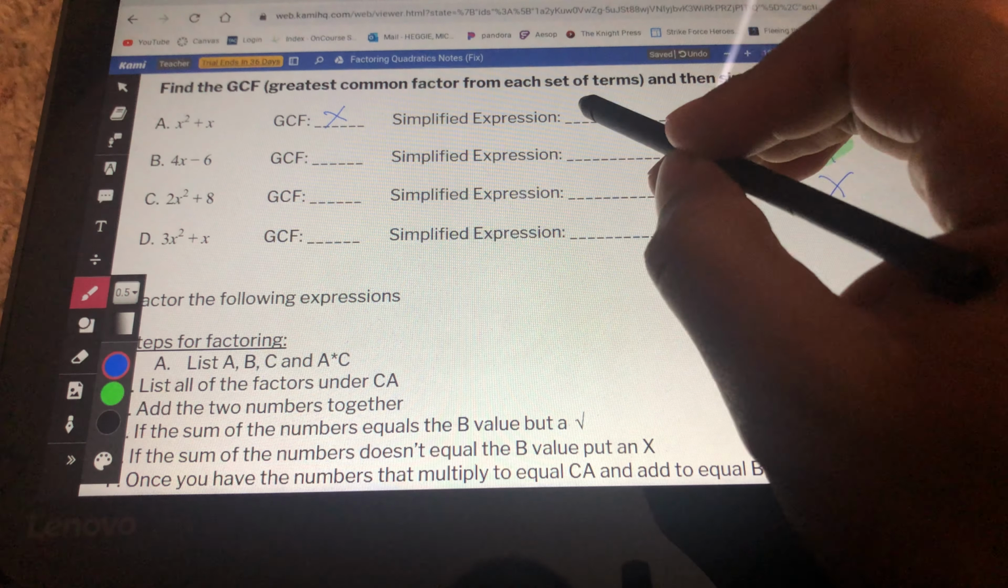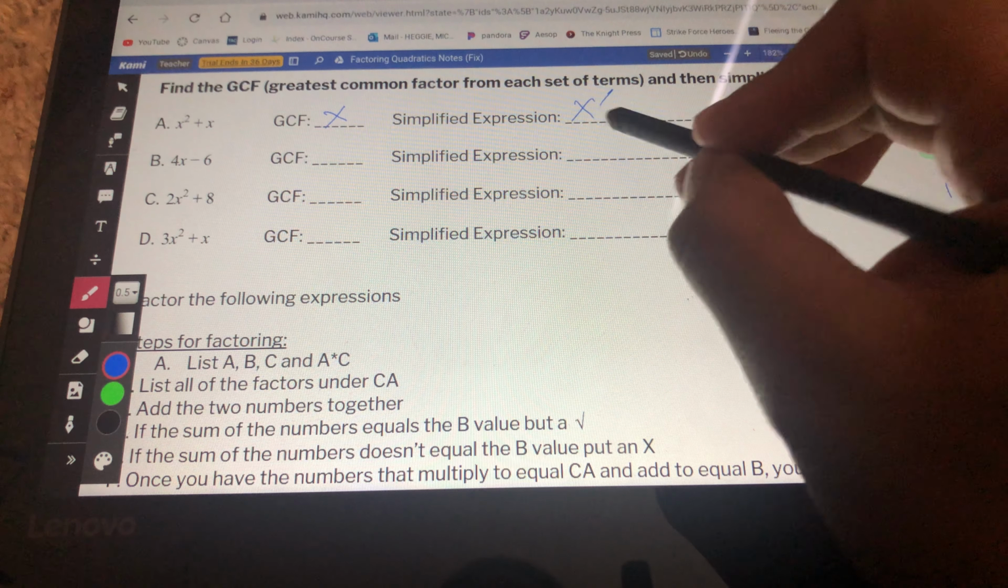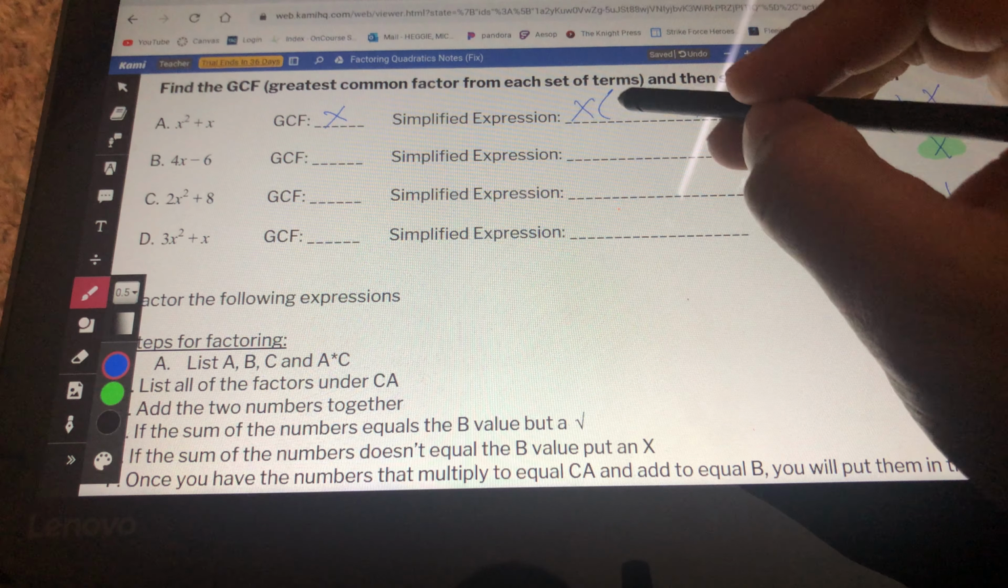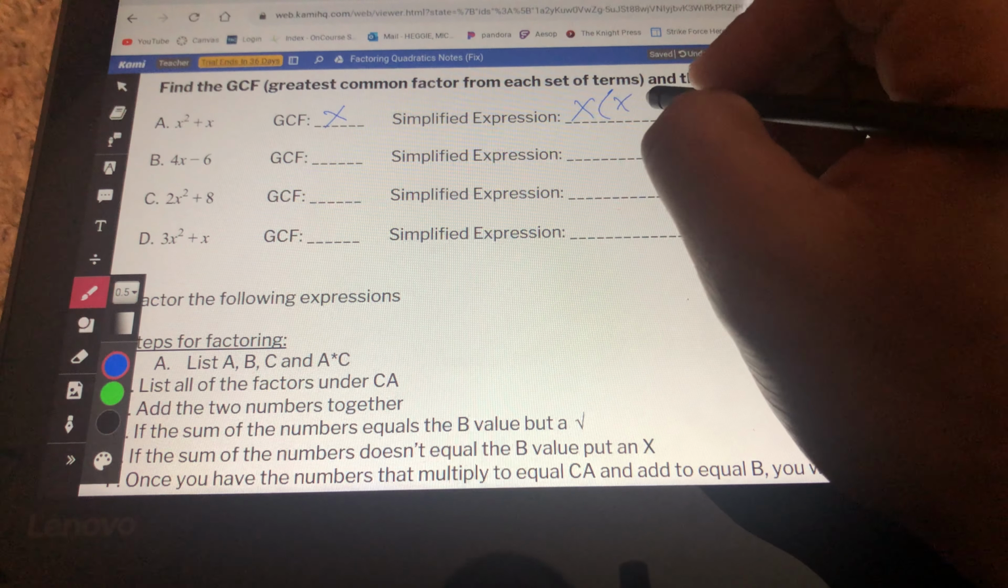Now, my final expression is going to be the GCF times whatever factors are left. The only thing left here is an x. The only thing left here is a 1 because we took these two things out. So what's left inside the parentheses is x plus 1.